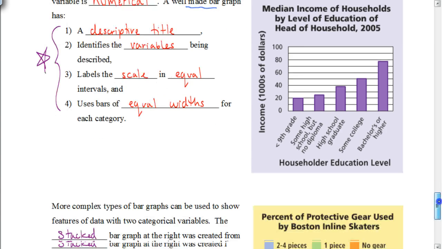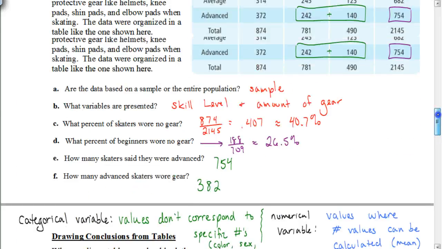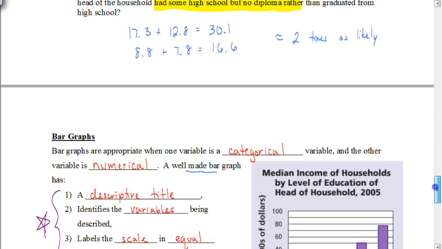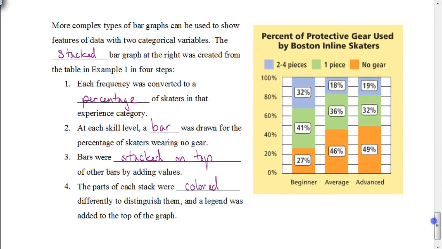Now there's a more complicated type of bar graph. Remember all this data that we were looking at back here with all the protective gear? It'd be hard trying to draw just a single bar graph based on all this data. There's a lot of information here. So instead what we have is what's called a stacked bar graph. And this is a lot easier to read and interpret and be able to look at that data.